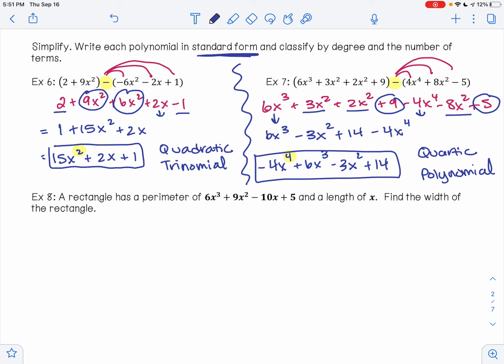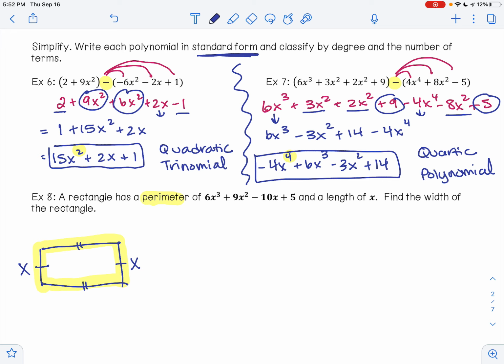For example 8, it says a rectangle has a perimeter of 6x cubed plus 9x squared minus 10x plus 5 and a length of x. Find the width of the rectangle. So here is my rectangle. Perimeter is when you add all of the outsides. Right now, I know that the length is x. In a rectangle, this side is the same as this side.